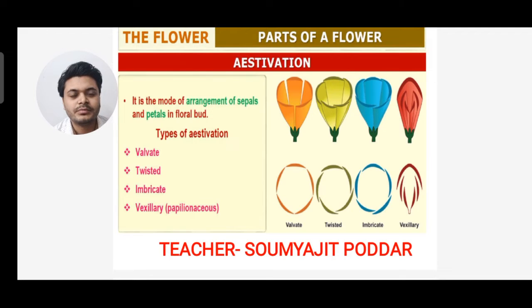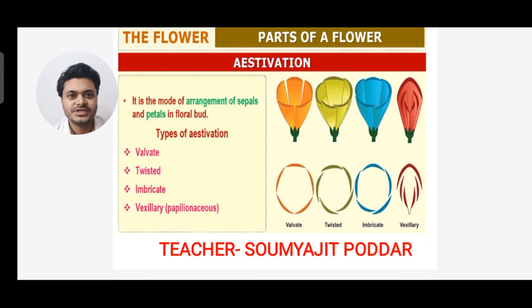Let's start with the topic Aestivation. It is a mode of arrangement of sepals or petals in a flower bud. So what is aestivation? It is a mode of arrangement of sepals and petals in a flower bud. Different aestivations can be seen in sepals and petals. What are the different types of aestivation? One is valvate, one is twisted, one is imbricate, and one is vexillary or papilionaceous. Four different types of aestivation can be seen in petals and sepals. Aestivation means the orientation, the structure in which they are placed.